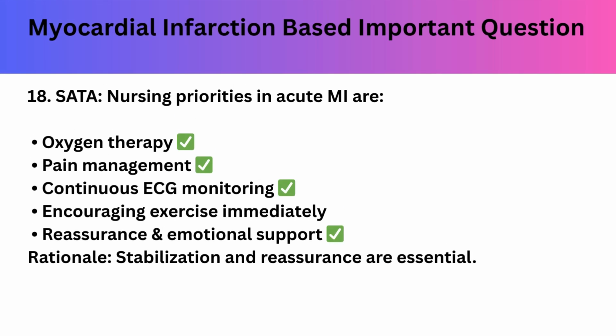Question number 18. Nursing priority in acute MI: oxygen therapy, pain therapy, continuous ECG monitoring, encouraging exercise immediately, reassurance and emotional support. Stabilizing and reassurance are essential, but not encouraging exercise immediately. All others are correct.